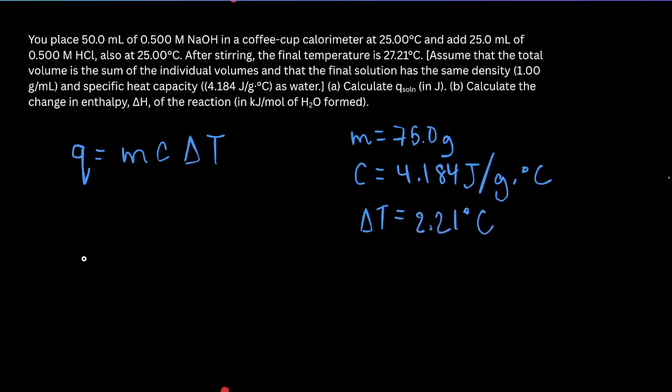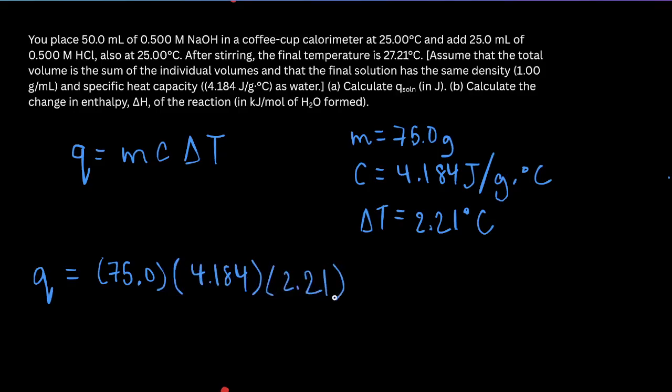All right, well now we can just plug all of this into our equation, or Q equals mc delta T, and we can see that we get Q is equal to 75 times 4.184 times 2.21, right? And this is equal to 693 joules. And we get our units of joules because as we multiply everything out, the other units will cancel out, right?